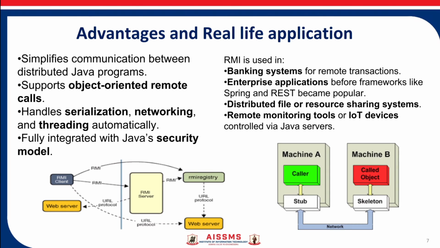In object-oriented, it maintains Java's object-oriented principles, letting you pass and receive complete objects over the network. For automatic multi-threading, each remote call is handled in a separate thread automatically, allowing simultaneous client connections. For platform independence, since RMI is purely Java based, it's fully portable across any system that runs the JVM. For security and exception handling, built-in security managers and remote exception handling make it robust and secure. For real-life applications, we can see banking systems, online multiplayer games, remote data processing systems, IoT and sensor networks, and enterprise distributed applications.